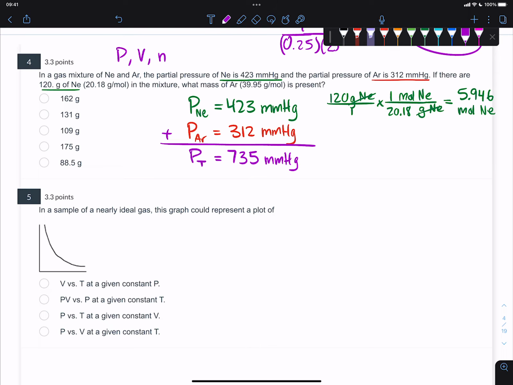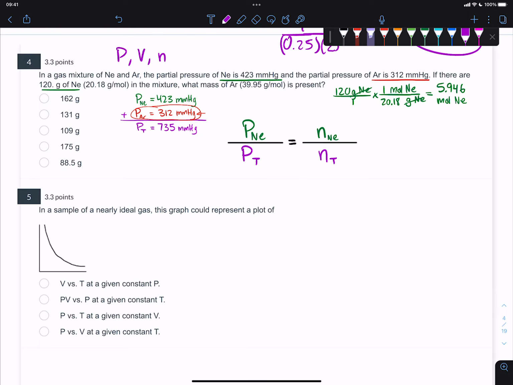Since we're focusing on argon, we know that this container has less moles of argon than moles of neon. And we know that because it has a lower partial pressure. So since the partial pressure of the neon is 423, but the partial pressure of the argon is 312, that ratio is going to help us understand what the mass of this is. So we have the moles of neon, and we have the partial pressure. What would be very helpful for us is to set up a proportion. So let's do that.